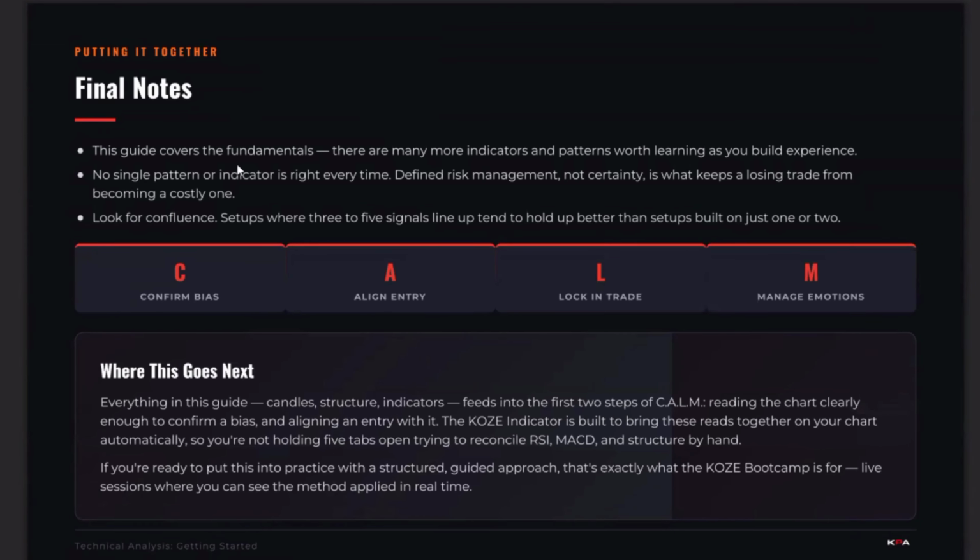Right. So the guide covered fundamentals. There are more indicators and patterns worth learning as you build experience. No single pattern or indicator is right every time, but defined risk management, not clarity, is what keeps a losing trade from becoming a costly one. And then we're looking for confluence, right? In looking for the confluence, that is where we lead to this calm, cozy method that I was talking about yesterday, where we confirm our bias, we align our entry, then we lock in our trade and we manage our emotions, right? So that's the calm method.